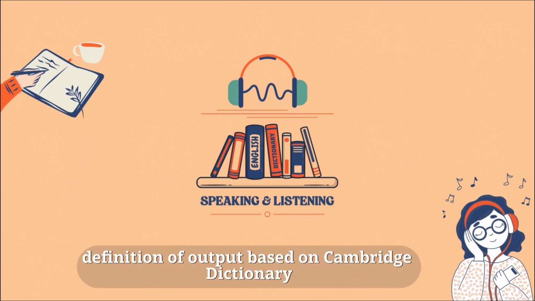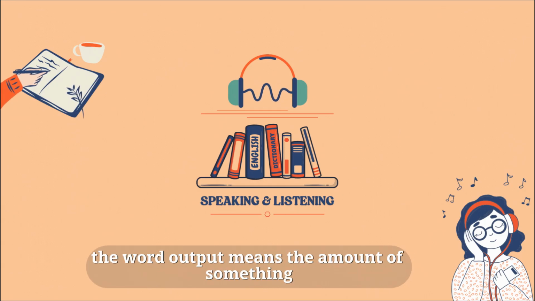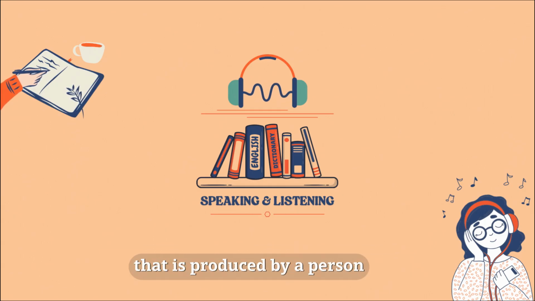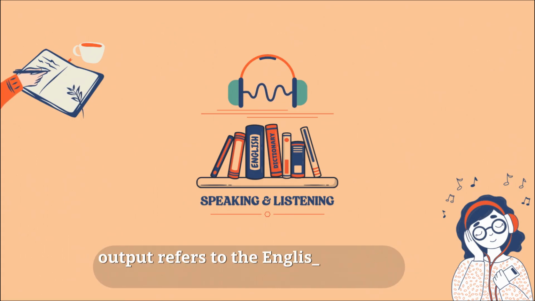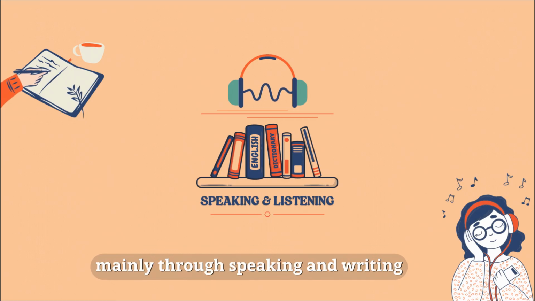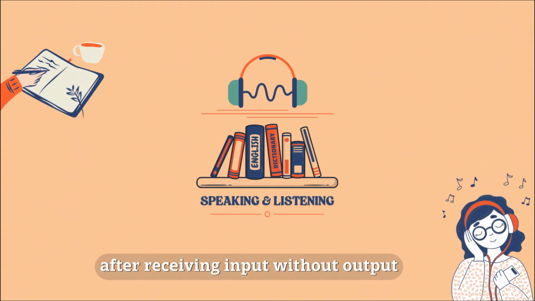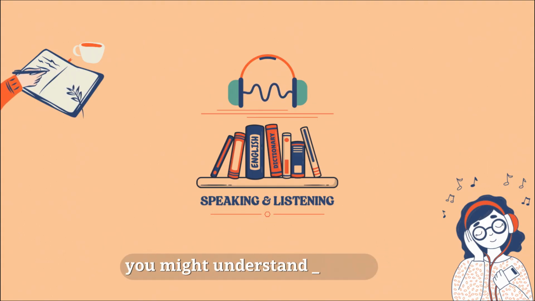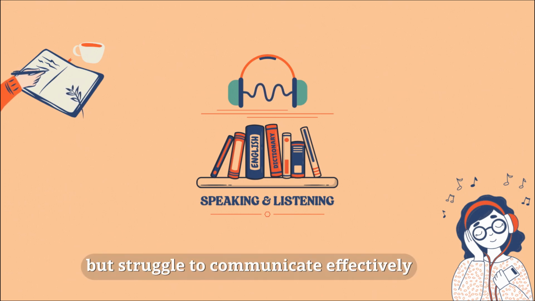Definition of output based on Cambridge Dictionary. According to the Cambridge Dictionary, the word output means the amount of something that is produced by a person, machine, or system. In language learning, output refers to the English that you produce, mainly through speaking and writing. It is how you express your thoughts and ideas after receiving input. Without output, you might understand English, but struggle to communicate effectively.